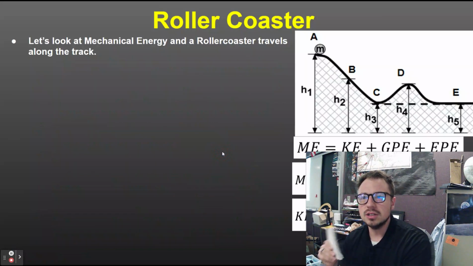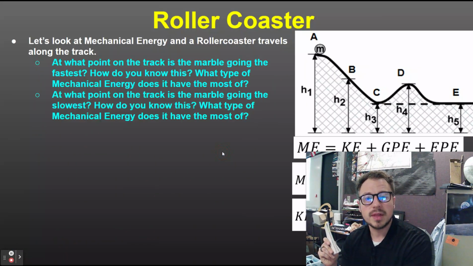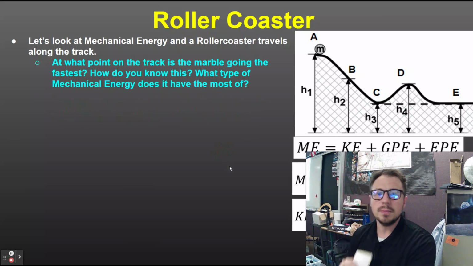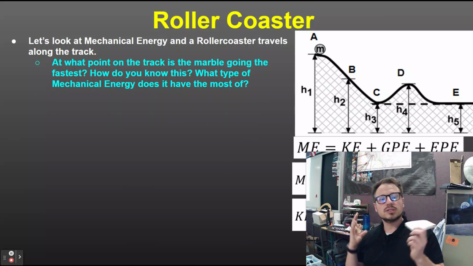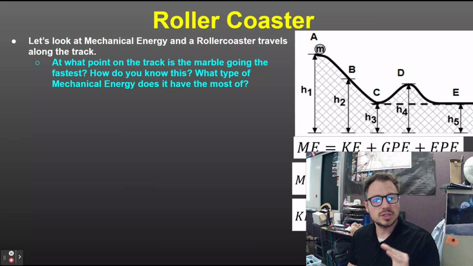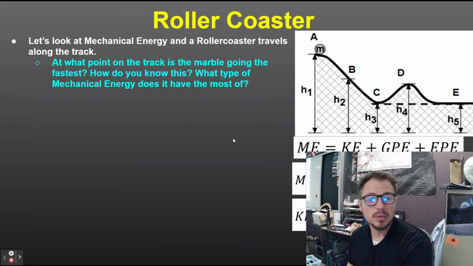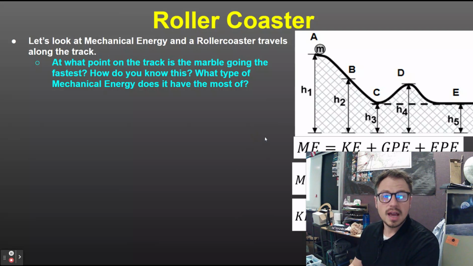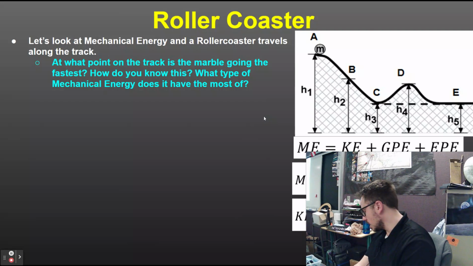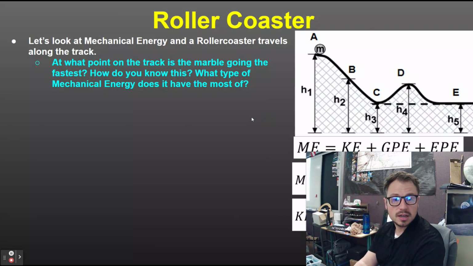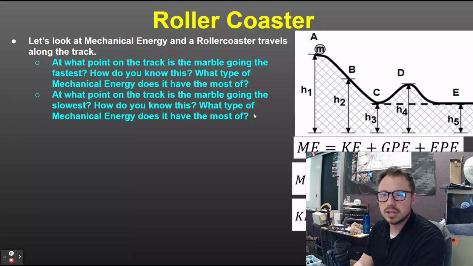So let's take a look at a problem that can be given. At what point is a marble going the fastest? It's going to be the lowest point, right? So C and E are at the lowest point. They're going to be going the fastest. The marble is going the fastest at that point because it has transformed the most mechanical energy into kinetic energy, because it's at its lowest point. Low amount of gravitational potential energy.